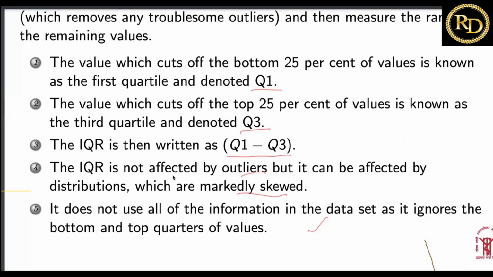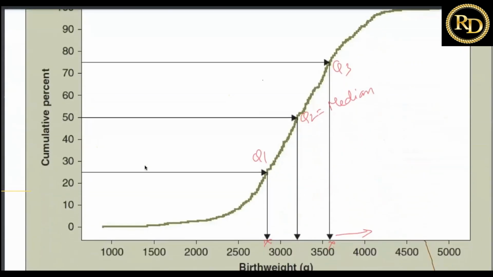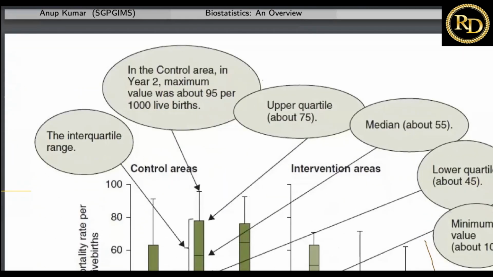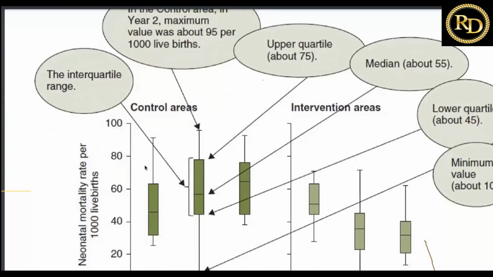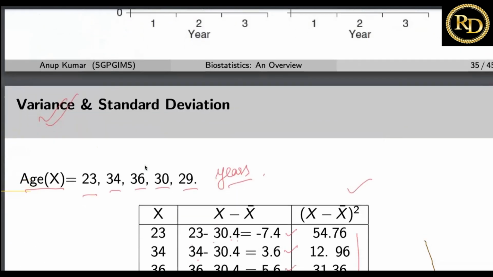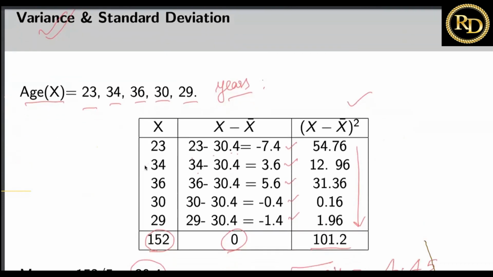So this interquartile range is not very much affected by outliers. And when your data is skewed or contains outliers, you should give the interquartile range as a measure of spread. So this is the method by which the interquartile range can be found. And this is the box plot which I've already discussed, so I will not discuss this. Now we'll try to understand variance and standard deviation.